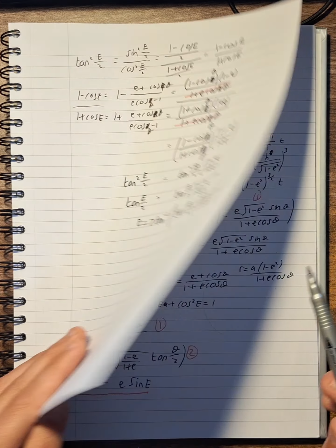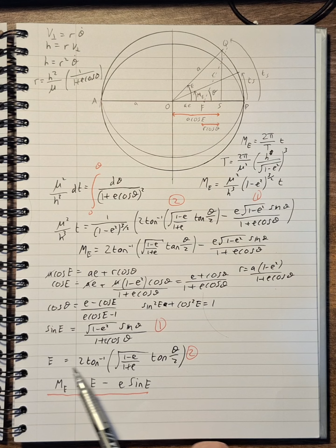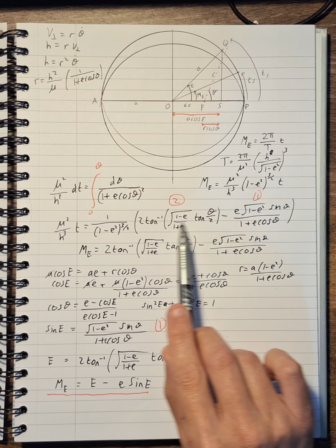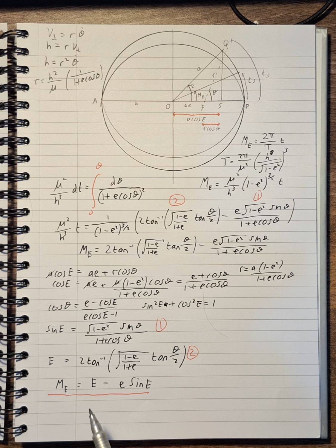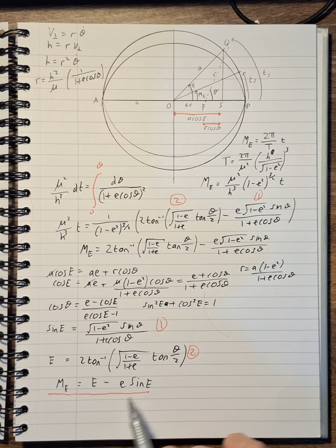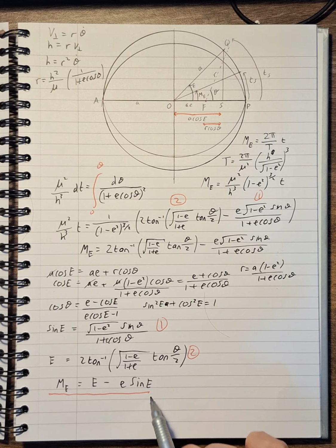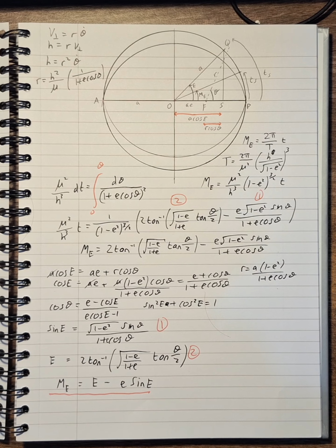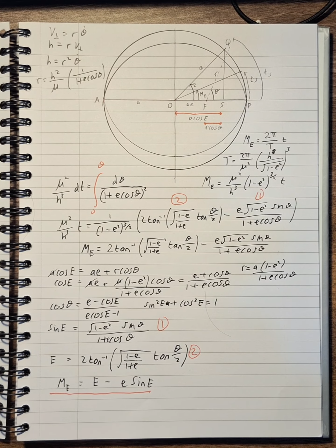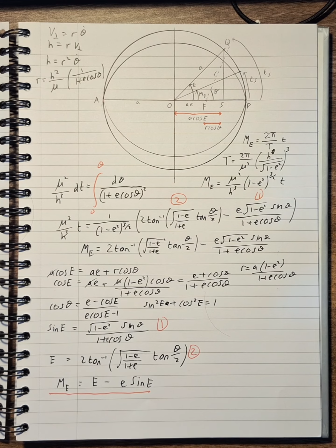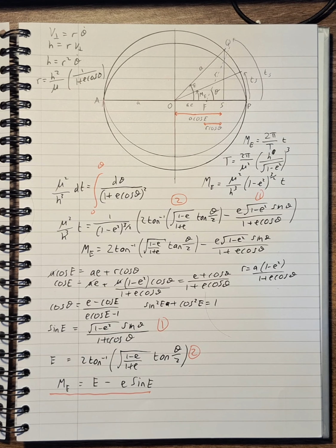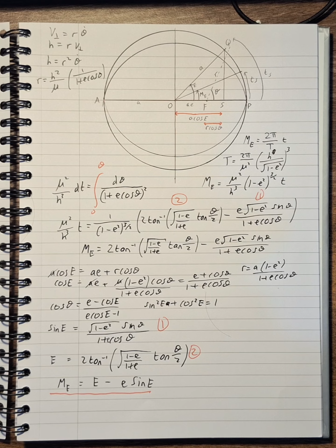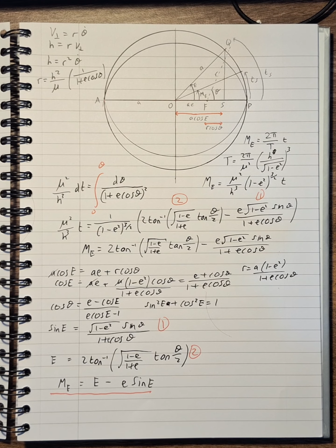Going back here, that's our E, and that's exactly the same as up here. We can just replace that. So we have mean anomaly equals eccentric anomaly minus eccentricity times sine of eccentric anomaly. And that is that. I think that might be the quickest and simplest explanation of this I have ever seen, because it took me a while to reduce it down into its simplest and quickest explanation.